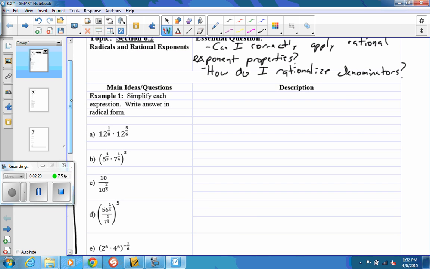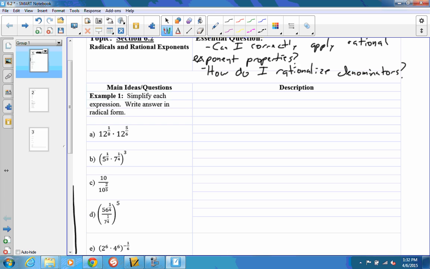So, simplify each expression. Guys, we've been doing this all chapter, even last chapter. Simplifying expressions. Write your answer in radical form. So, you need to simplify and then write radicals. So, when I'm multiplying two terms, give me the word terms. When I'm multiplying two terms, there's a lot of things to look for. If I have the same base, 12 to an exponent, doesn't matter what it is, times 12 to an exponent.